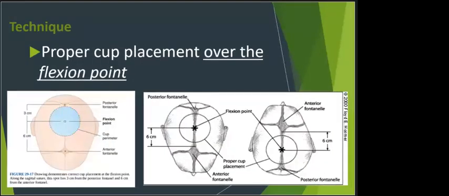Okay, how do we place the cup properly? It must be over the flexion point. Where is the flexion point? The cup usually measures 5 to 6 centimeters. The flexion point is found along the sagittal suture, that's why you should be able to identify the suture. It is 3 centimeters in front of the posterior fontanelle, and 6 centimeters from the anterior fontanelle. So it should be placed on the flexion point.